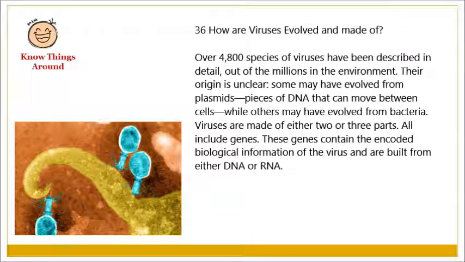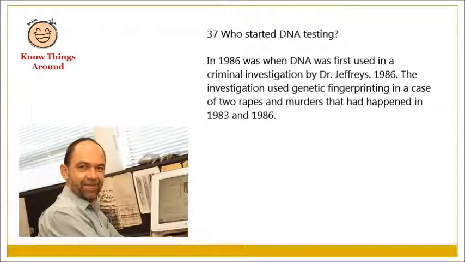How are viruses evolved and made of? Over 4,800 species of viruses have been described in detail. Out of the millions in the environment, their origin is unclear. Some may have evolved from plasmids, pieces of DNA that can move between cells, while others may have evolved from bacteria. Viruses are made of either two or three parts. All include genes. These genes contain the encoded biological information of the virus and are built from either DNA or RNA.